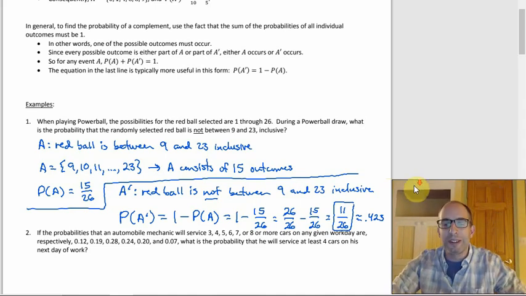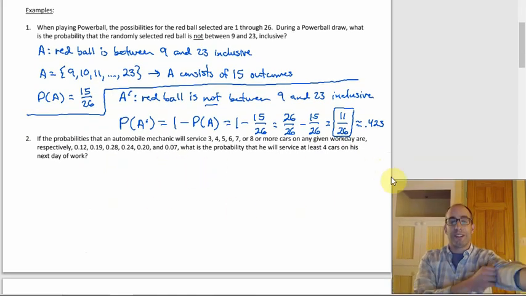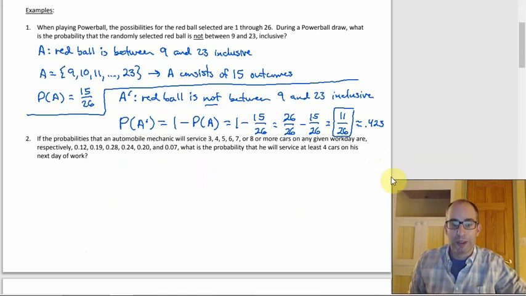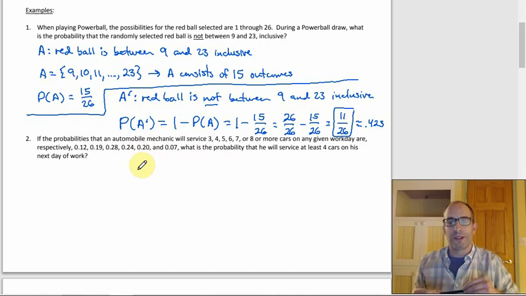Okay, well, we'll get into some ones starting right now where it will be faster if you use the complement. So the probabilities that an automobile mechanic will service 3, 4, 5, 6, 7, or 8 or more cars on any given workday are respectively right there. So the probability of servicing 3 is 0.12, probability of servicing 4 is 0.19, and so forth. Then what's the probability that he will service at least 4 cars on his next day of work?